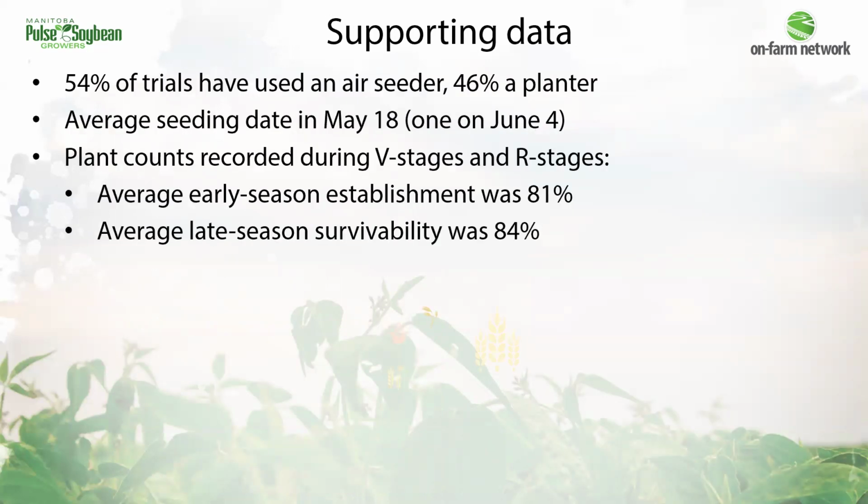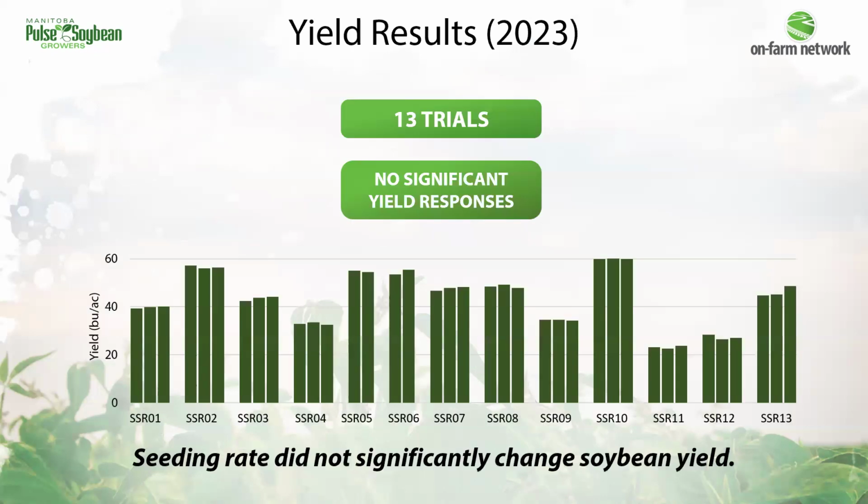Now, a little bit of background on these trials. 54% have been seeded with an air seeder and 46% have been planted with a planter. The average seeding date was May 18th, excluding one that was seeded on June 4th. The average early season establishment was 81%, and the average late season survivability was 84%.